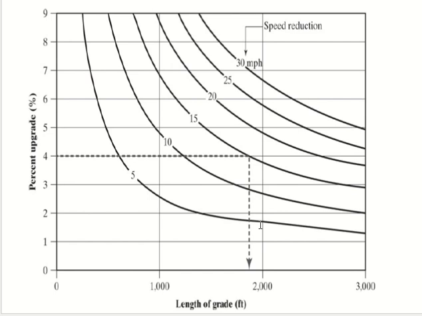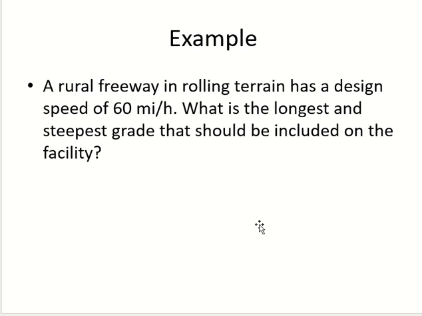So if somebody gives 3% for the same road and 15 miles per hour reduction, so 3%, where is 15 miles per hour? Here. So the length increases. You can make the length up to this much now. Almost 3000. It was less than 2000, now it's almost 3000. Clear? So this is how you can manage these values.